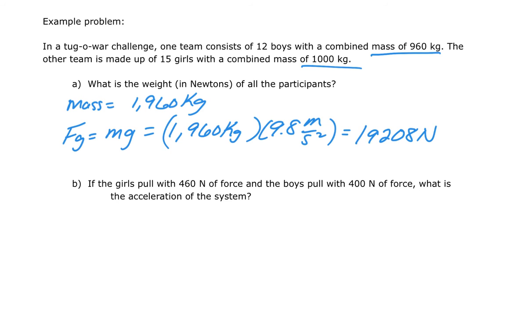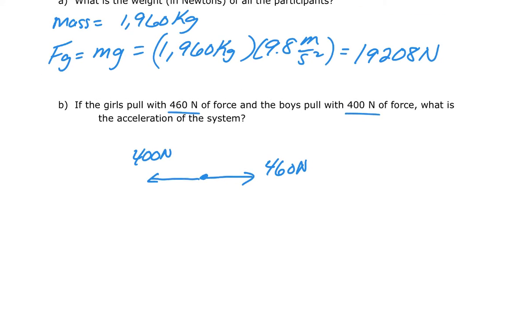Okay. Part B is asking if the girls pull with 460 newtons of force and the boys pull with 400 newtons of force, what's the acceleration of the system? All right, so let's go ahead and draw a free body diagram. And this is basically of our system. So it's the boys, the girls, the ropes all together. Let's say that the girls are pulling to the right with 460 newtons, and the boys are pulling to the left with 400 newtons. So notice how that left arrow should be a little bit smaller than the right arrow.